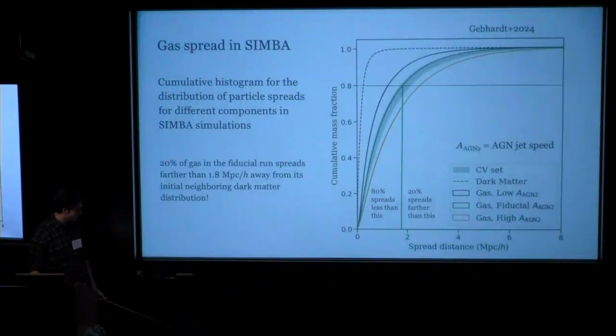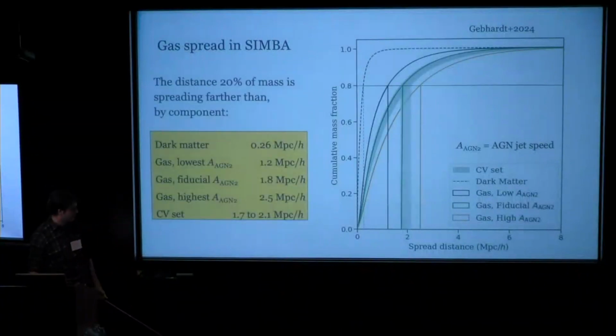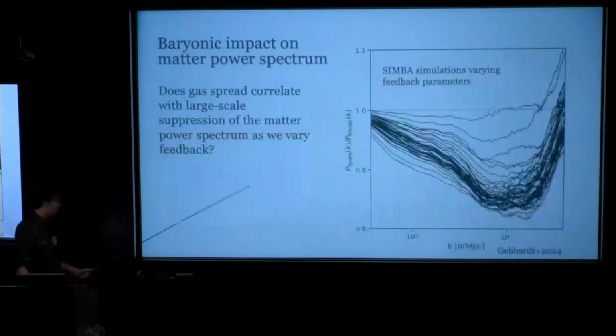SIMBA has some pretty strong jet feedback, as we've talked about a lot this week. We can also read off some values for the other lines for completeness. Of course, dark matter is spreading a lot less, and we can see how changing AGN feedback increases the spreading of gas a lot. The shaded region here is for the CV set, so just changing initial conditions, which does show a pretty appreciable change in the relatively small CAMELS boxes.